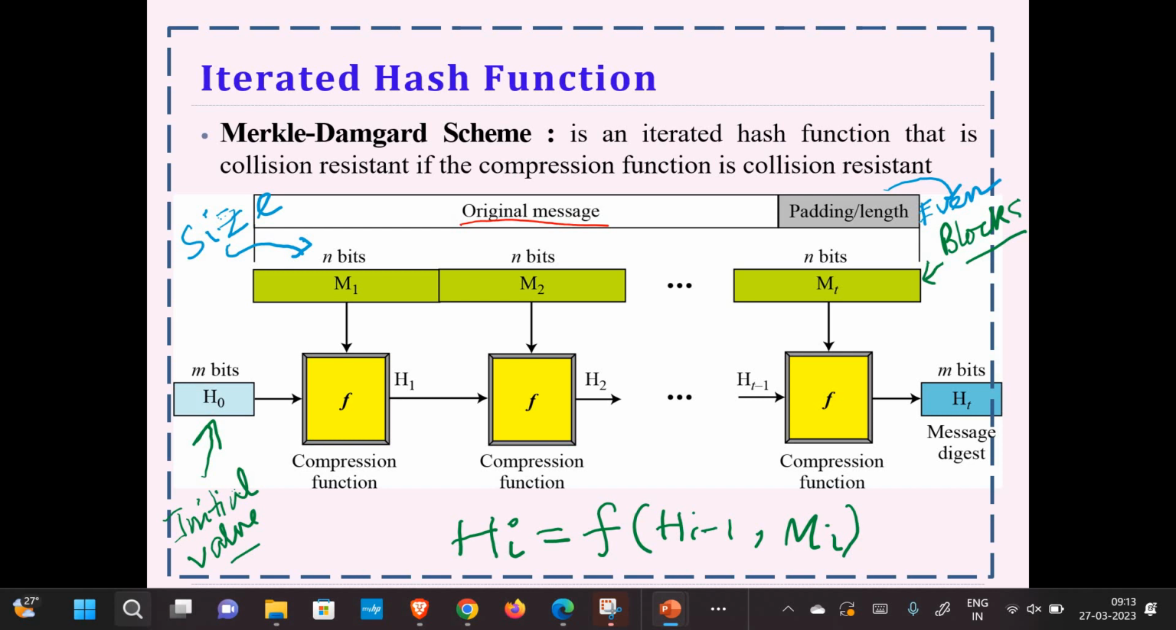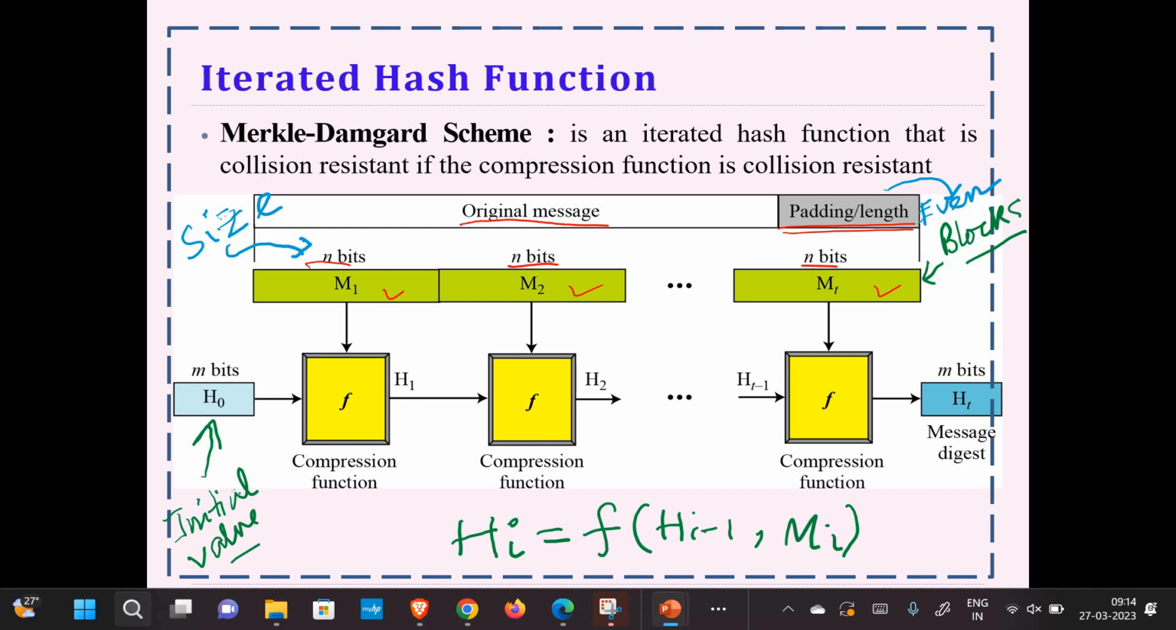Alright, so as we go on, you will find that this padding part plays a very significant role. Whatever the original message, you require some kind of padding. After that, we are going to divide that into equal parts of a certain number of bits, like n bits over here.